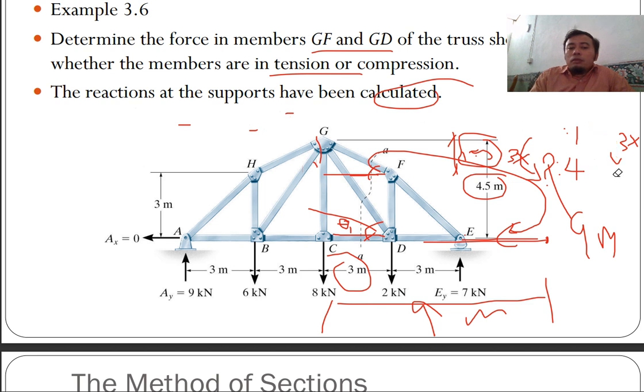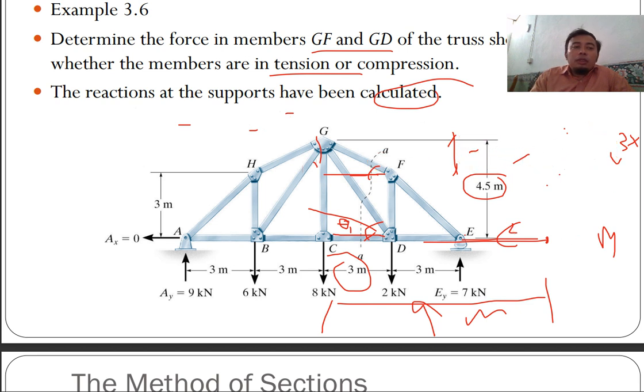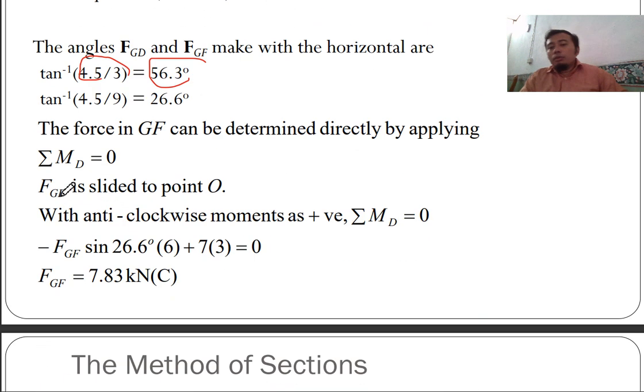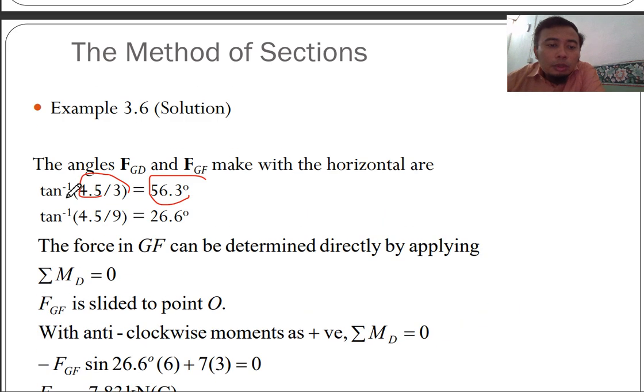So that's how you get tan inverse. Or the original equation is tan theta 2 is equal to 4.5, which is here, 4.5 over 9. So that is basically trigonometry. You want to know the angle so that you can resolve the force into each axis.